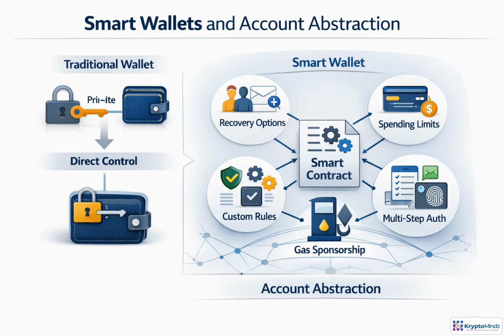Traditional wallets are straightforward. Whoever controls the private key can approve transactions. Smart wallets add a programmable layer in between. Before anything executes, a smart contract can check rules, require extra approvals, enforce spending limits, or allow recovery if access is lost. This is account abstraction. The account is no longer just a key. For autonomous agents, that matters because we can delegate limited powers without giving them unlimited control.